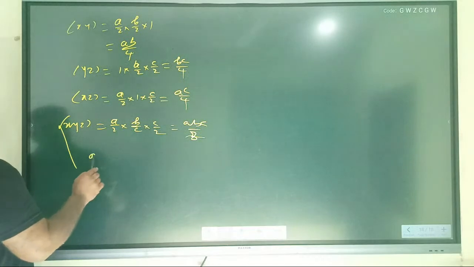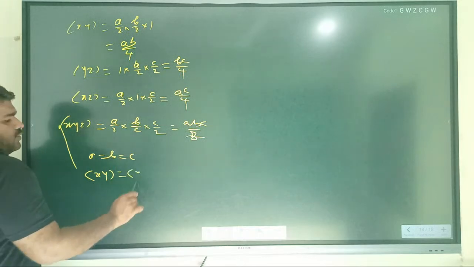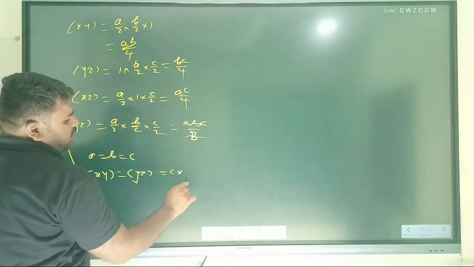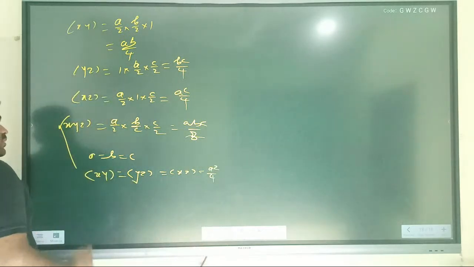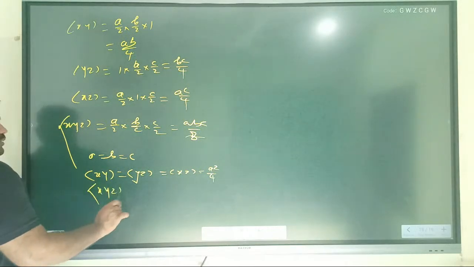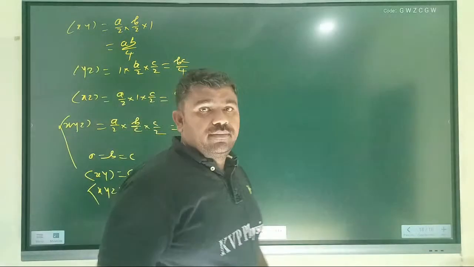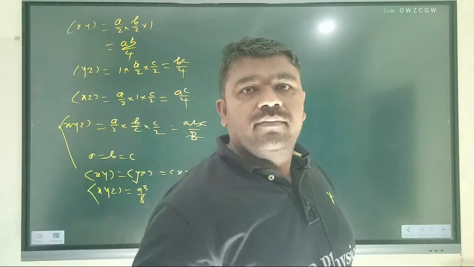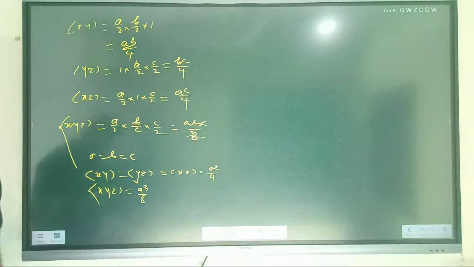Suppose the system has a is equal to b is equal to c. Then the expectation of xy, yz, xz is equal to simply a square by 4. And xyz is equal to a to the power 3 upon 8. A to the power 3 upon 8. Remember, in perturbation, whenever we need to find out this value, we get the direct answers.